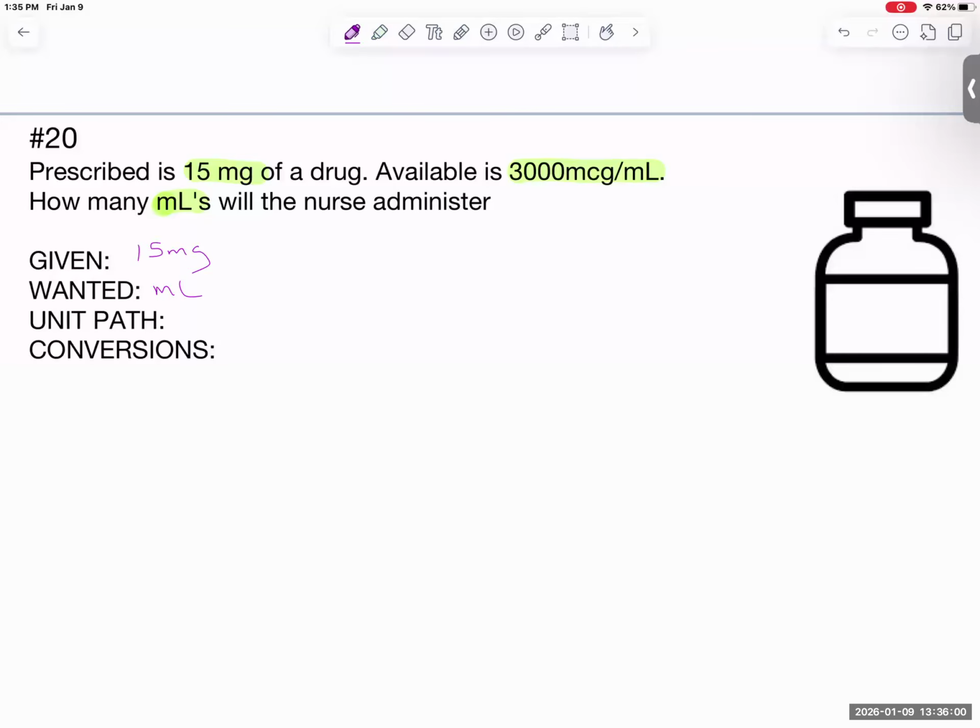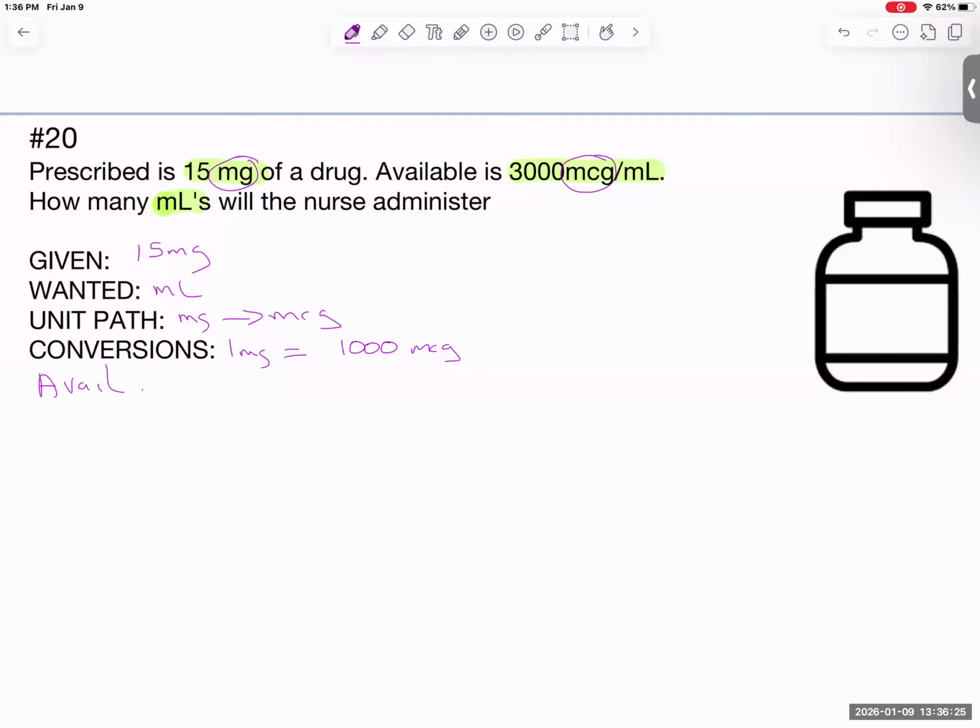So my unit path, I don't know what's going on yet, but I have a good understanding of it because one is available in micrograms and one is written in milligrams. So I need to go milligrams to micrograms or vice versa. So I'm going to need one of my conversions, and you guys should know this by now. 1 milligram is how many micrograms? 1,000.